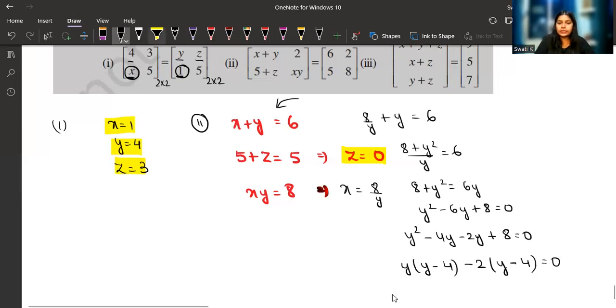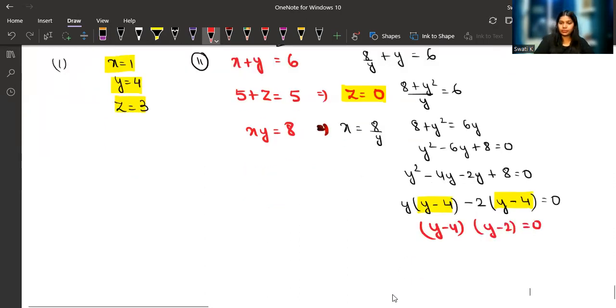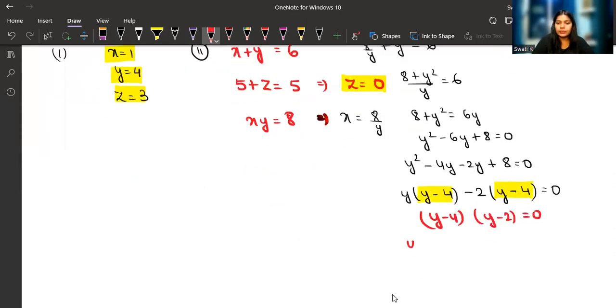Now clearly you can see that here we have y minus 4, here we have minus 4. So if I take this y minus 4 outside, I'm getting y minus 2. And you know that if the product of two terms is 0, this simply implies either of the terms is going to be 0. That means either y minus 4 is 0 or y minus 2 is 0. So this will become y equals 4 and this will become y equals 2. So we have two values of y.